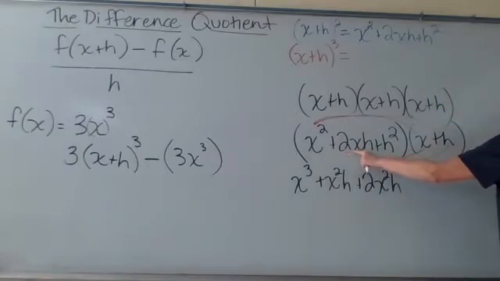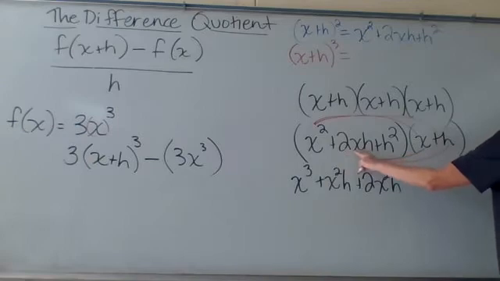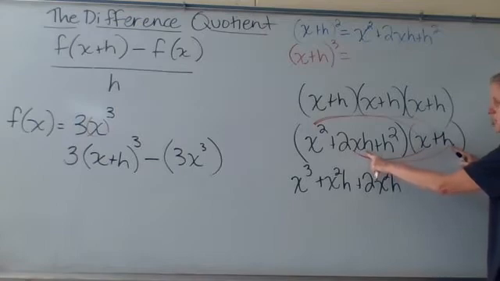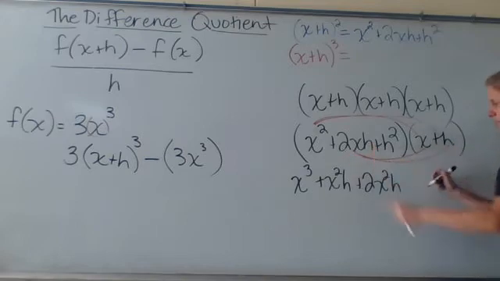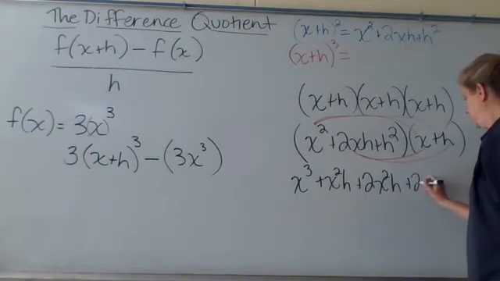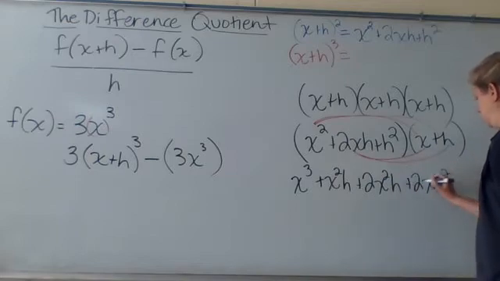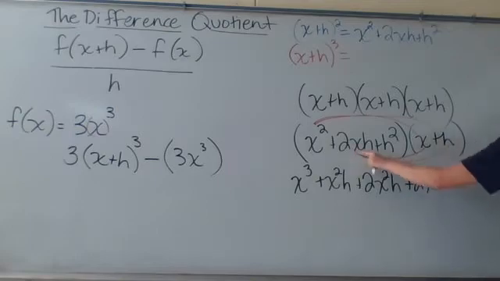Now, I've got to do the 2xh times the h. Now who's turning squared? I've got h in this one and h in this one. So my h is what's going to turn squared. So I've got 2xh squared. So I'm done with this one.